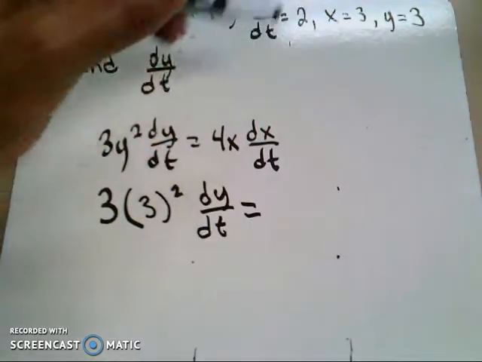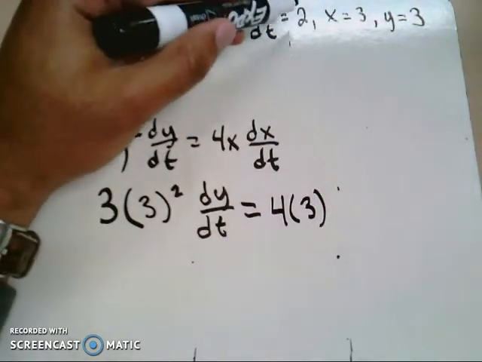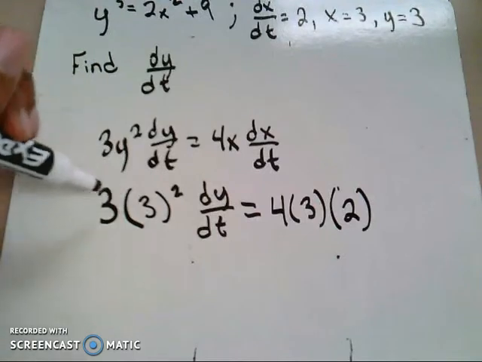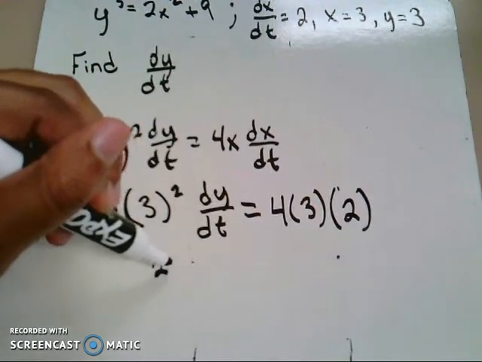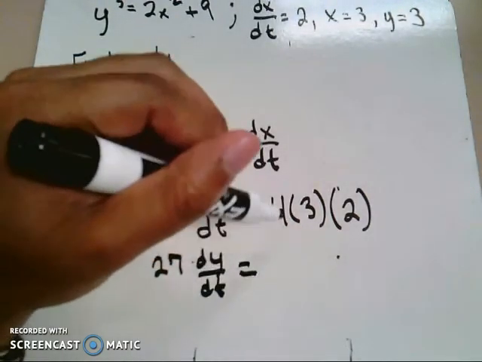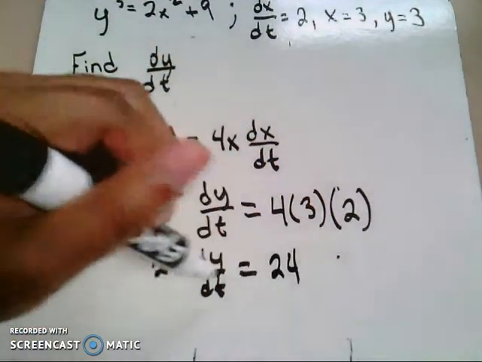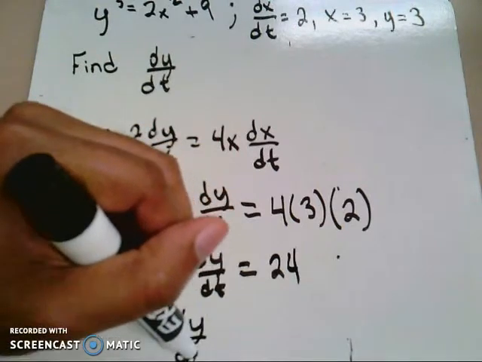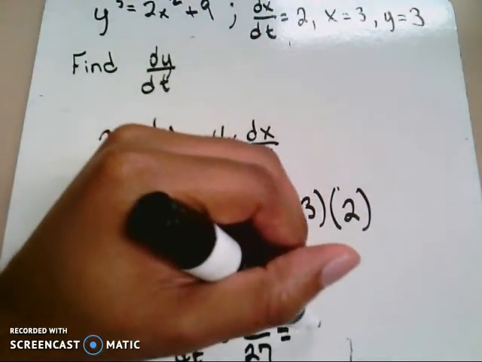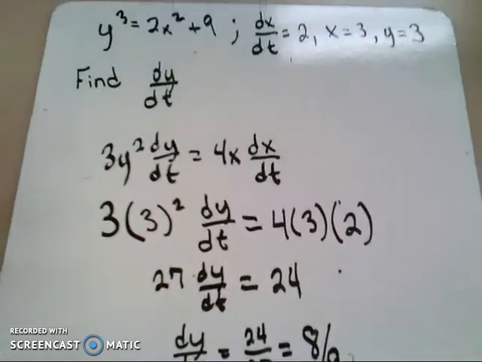And then it tells us x is also 3, so we have 4 times 3. And dx/dt is 2, so we're plugging in 2 for this dx/dt here. And now we simplify, so we have 3 times 9, which is 27, dy/dt, and then this equals 12 times 2, which is 24, and then we divide both sides by 27. We get dy/dt equals 24 over 27, which equals 8 over 9 when we reduce it. And that is it for number one.